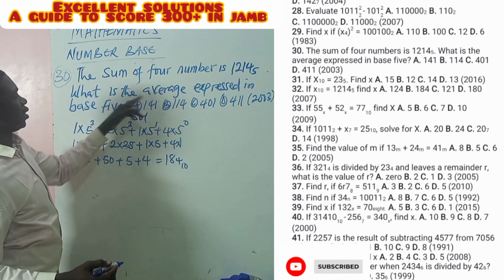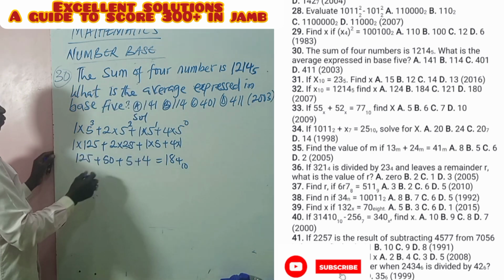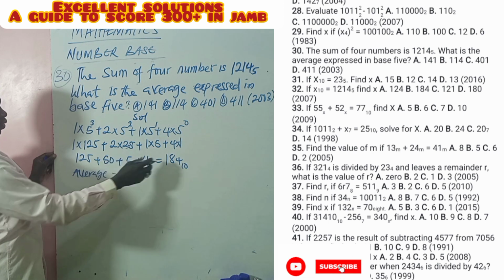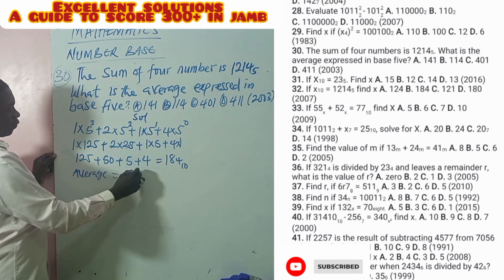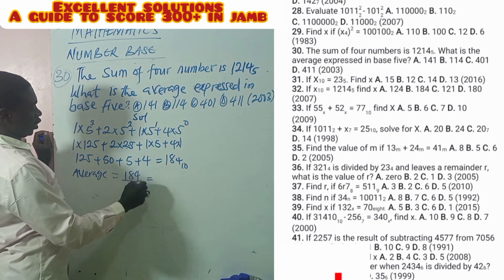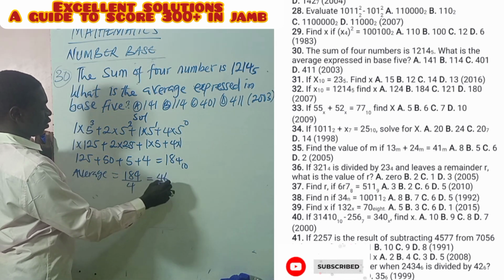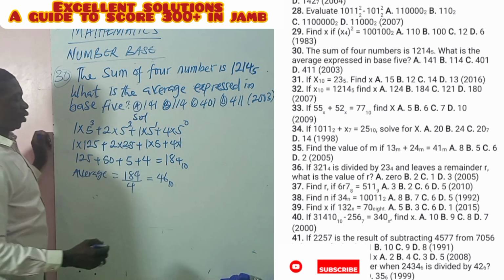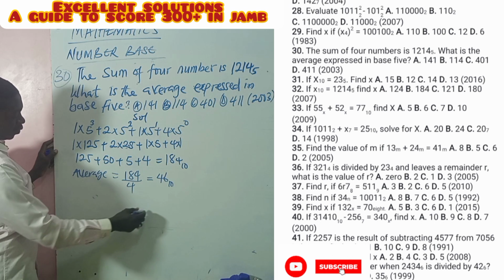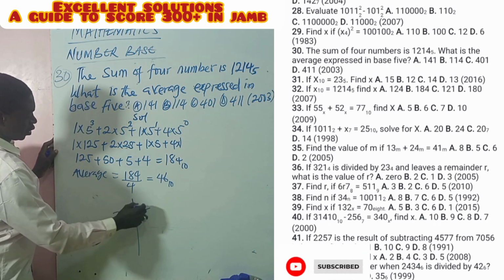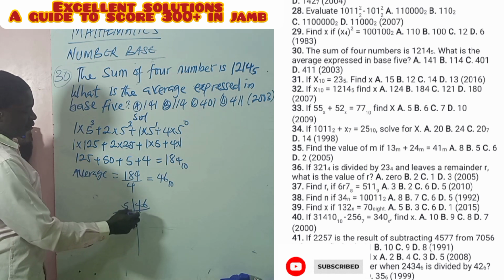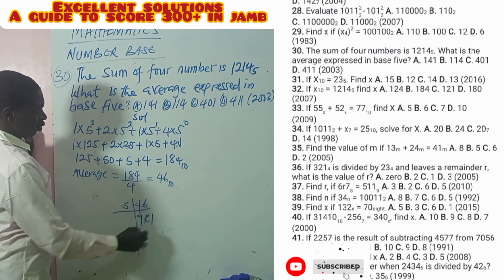So it says, what is the average expressed in base 5? The average of these numbers is now 184 divided by 4. 184 divided by 4 gives us 46 base 10. So we need to convert this 46 base 10 to base 5. So this is 46 divided by 5. 46 divided by 5, we have 9 remainder 1.